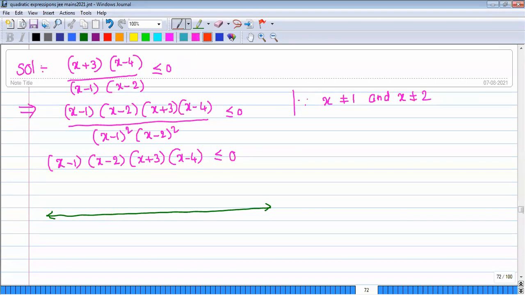First minus 3 in order. x plus 3 is equal to 0, so minus 3. Next 1. x minus 1 is equal to 0, so 1. Next 2. Next 3. Next 4. Correct? 3 is not there, I think so. Yes, sir. Minus 3 will be there. So we need to observe very keenly.